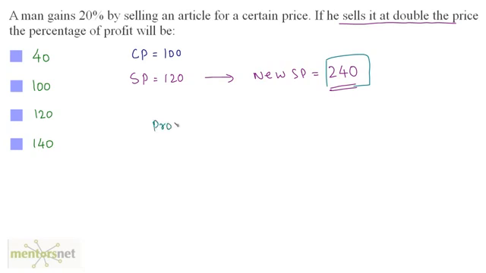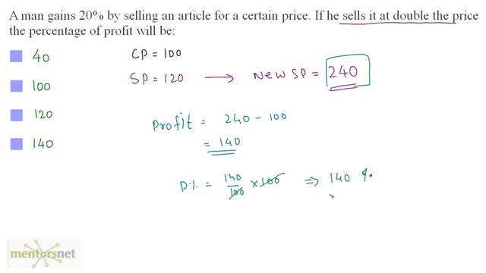So profit is equal to the selling price minus the cost price. So the selling price is 240 minus the cost price, which is 100. So it is equal to 140, which is the profit. Now profit percentage is equal to the profit upon the cost price times 100. So 140 upon the cost price, which is 100, times 100. So profit percentage is 140%. And we have our answer. Option D.